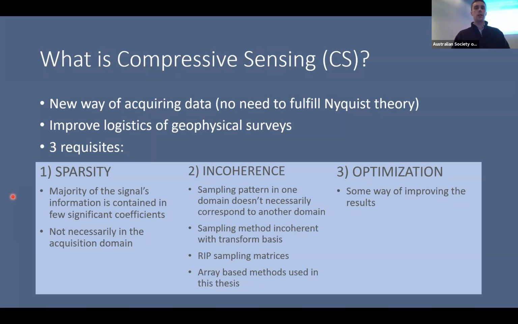Practically, this is done using sampling matrices which satisfy a property called the restricted isometry property. But practically, a very good way to do it is to use just a random sampling matrix. So that's pretty much what we did in this thesis, except I didn't use matrices, I just used array-based methods. And third is some form of optimization, which is just a way to try and improve the results somehow, which we'll discuss in due course.